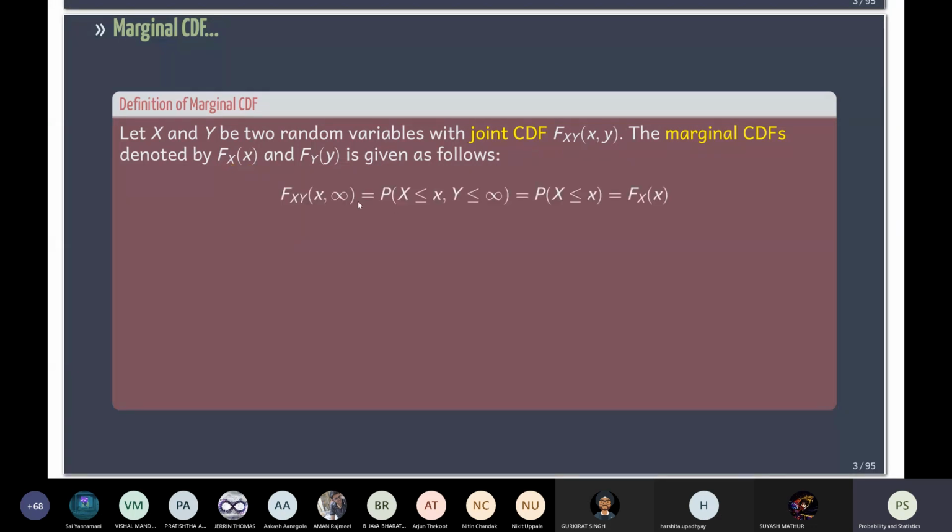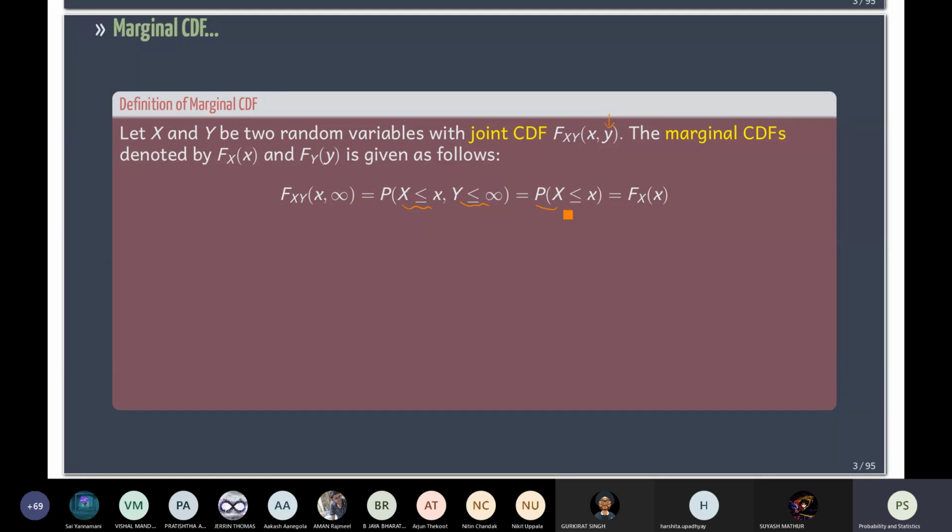If I sum over y, that's the same thing as saying that in the joint, I put y to be infinity. That's the meaning of summing over y. If I put infinity here, then this is the same thing as X less than or equal to x and Y less than or equal to infinity, and this is nothing but just X less than or equal to x. Because you have summed over all the y, there is no longer any role of y here.